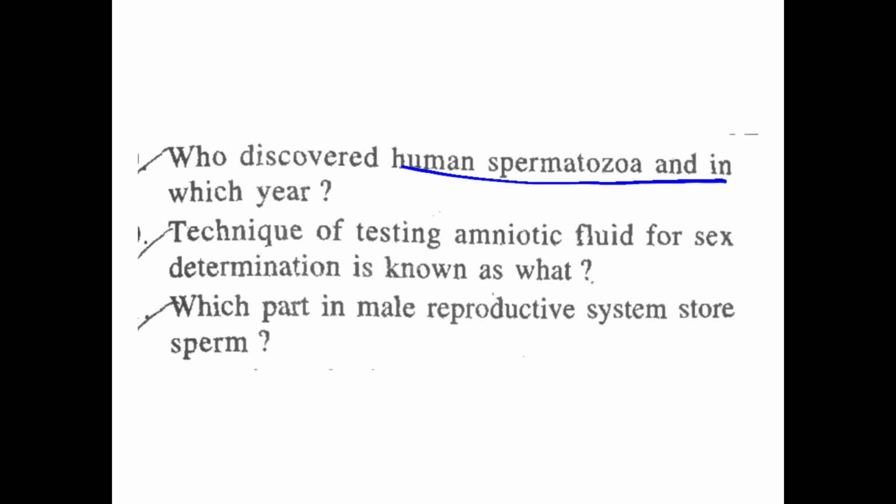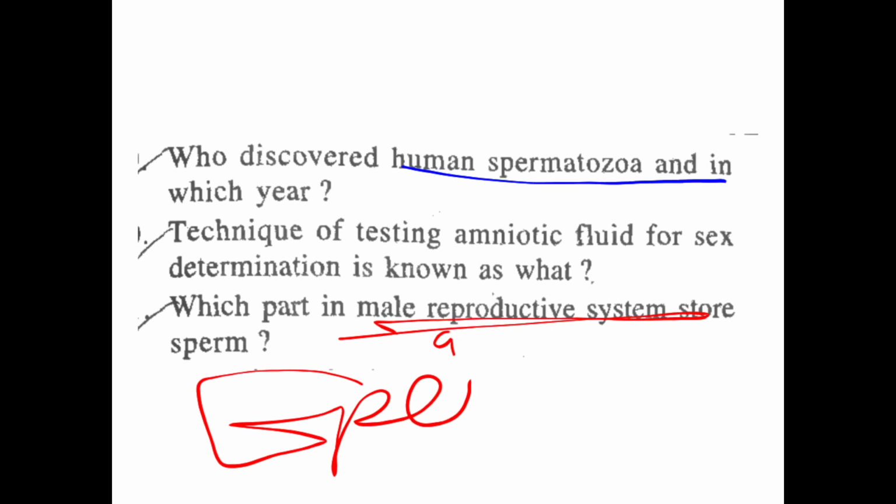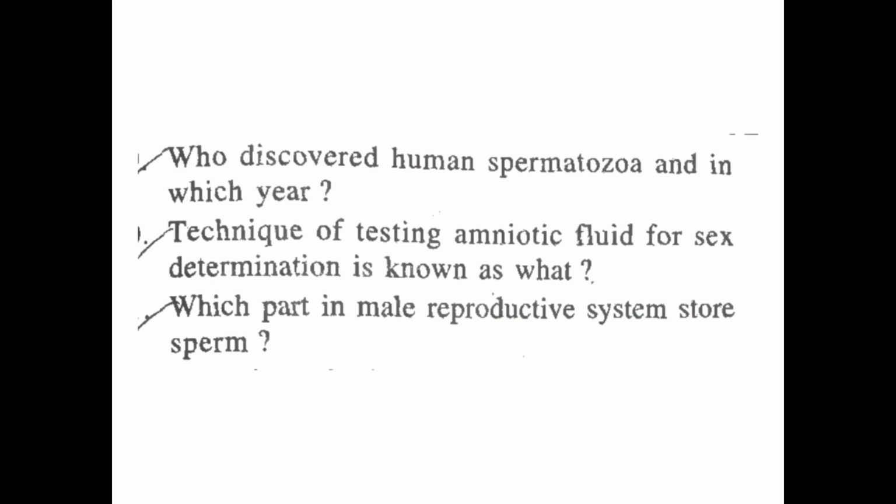Which part in the male reproductive system stores sperm? In the male reproductive system, the part that stores sperm is the epididymis. Okay. So in this video, friends, we discussed all about the human reproductive system and some more important short questions, one word, fill in the blanks, and choice. So these are the main important questions for you. If you learn them carefully and listen most attentively, then you can easily memorize these and use them in your examination and your daily life also.